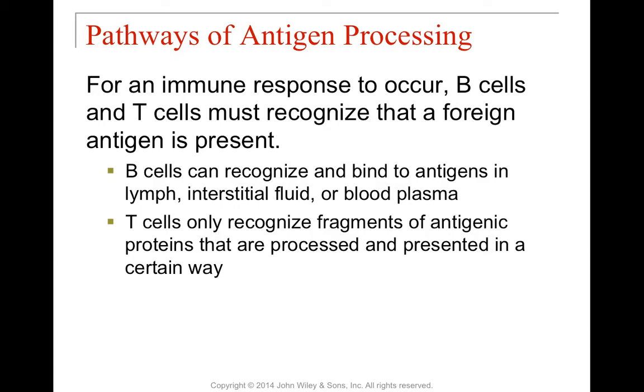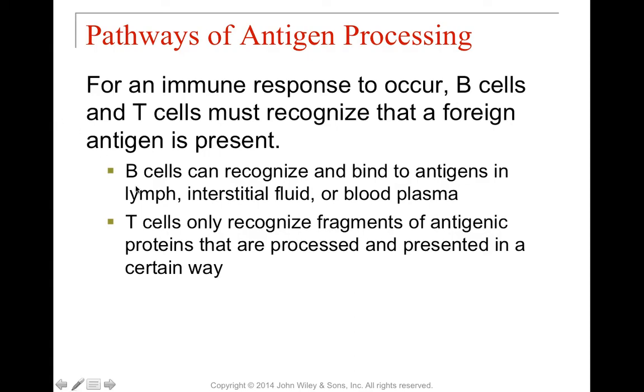Now, in order for that immune response to occur, either the B cell or the T cell must recognize that that antigen is present, and in order to recognize that antigen, we have to recognize an epitope. And in order to recognize it, we have to have a specialty processing that occurs.